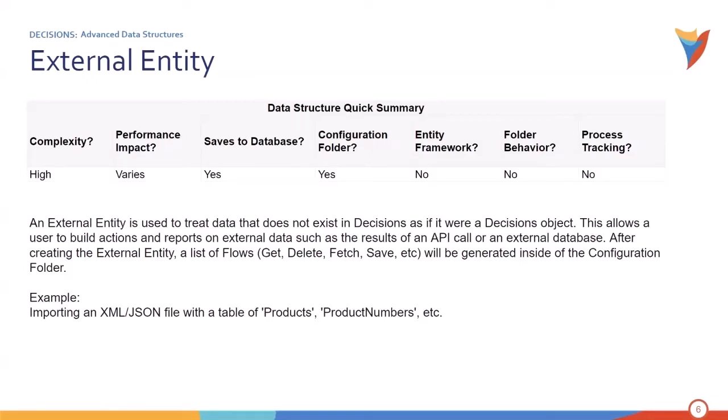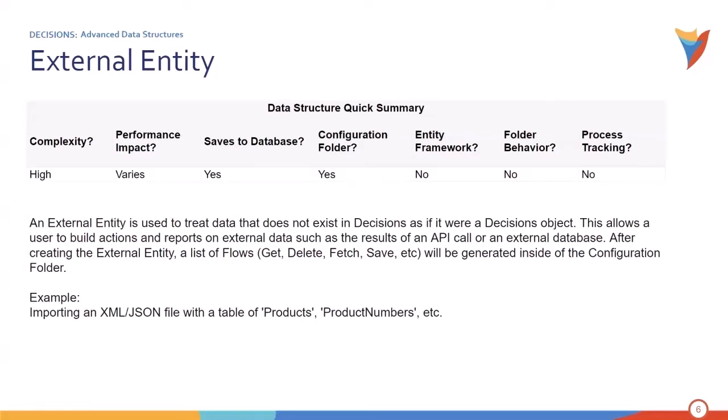After creating the external entity, a list of flows will be generated inside the configuration folder. So the external entity allows a user during creation to define the source of record through an additional setup piece in order to create CRUD actions to whatever the system of record is. It's a fascinating data type.